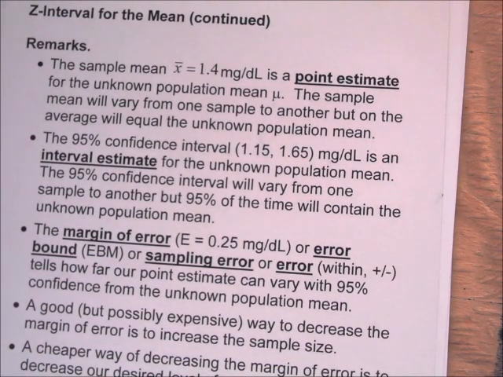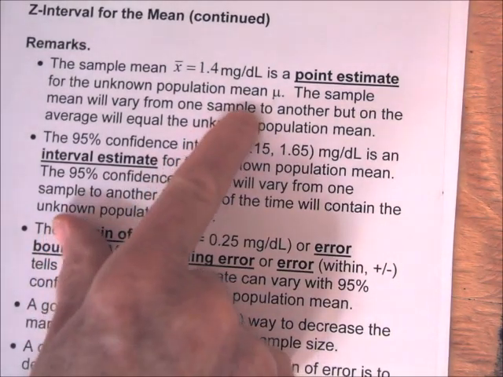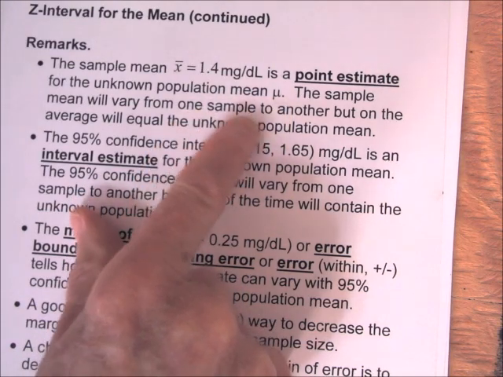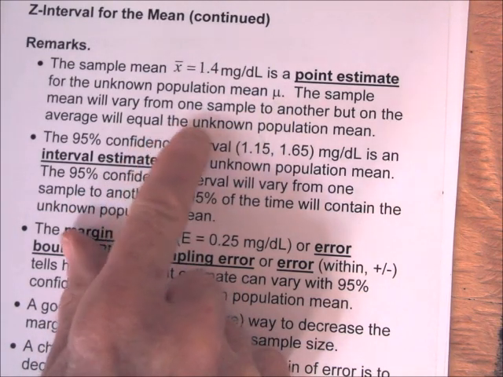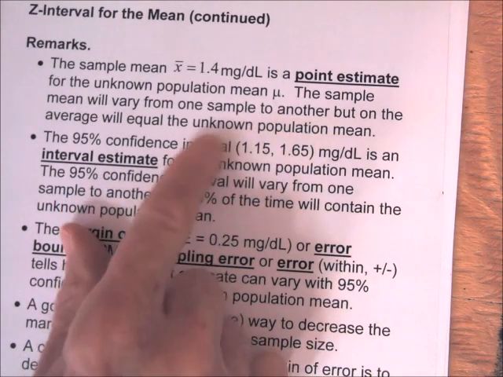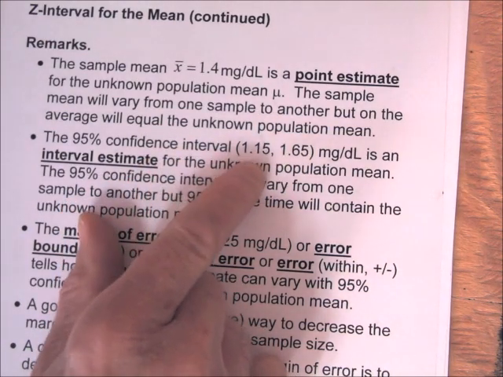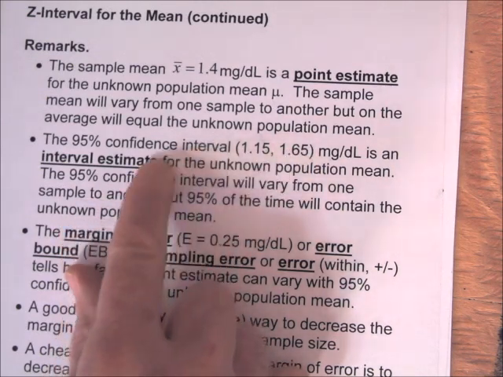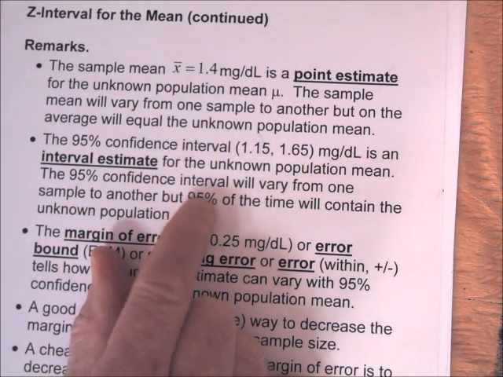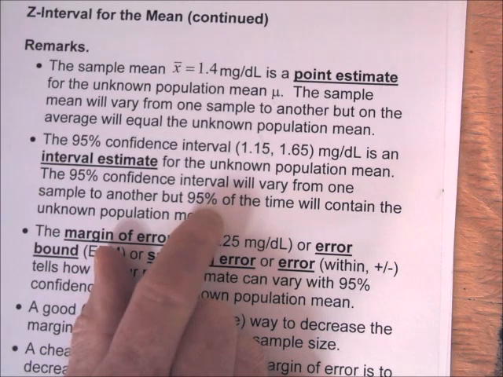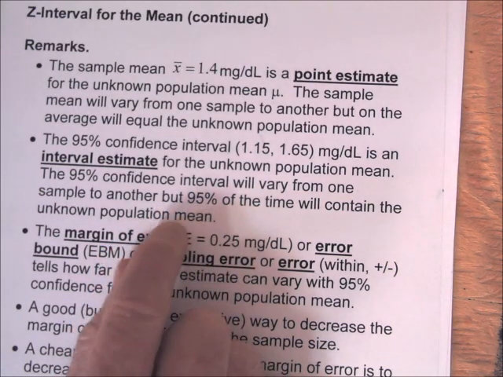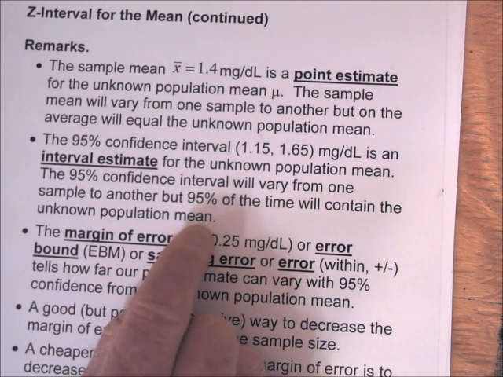Okay, so again, the x bar is a point estimate for the unknown population mean mu. Sample means will vary from one sample to another, but on average will equal the unknown population mean. The 95% confidence interval, 1.5 to 1.65, is an interval estimate, and the confidence interval will vary from one sample to another, but 95% of the time will contain the unknown population mean.